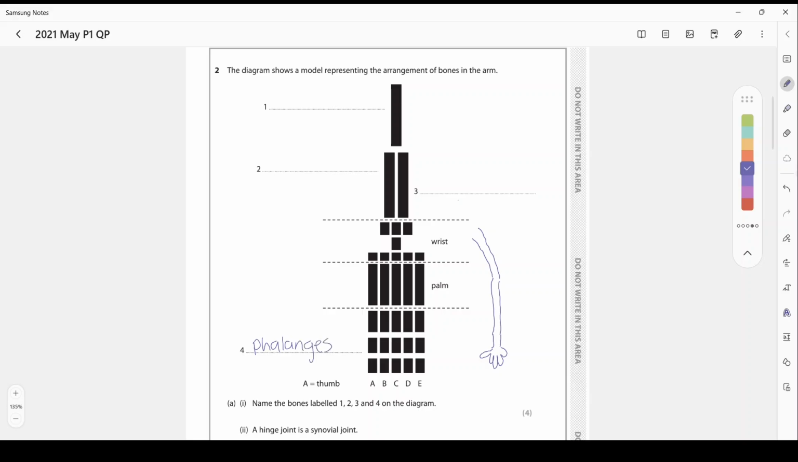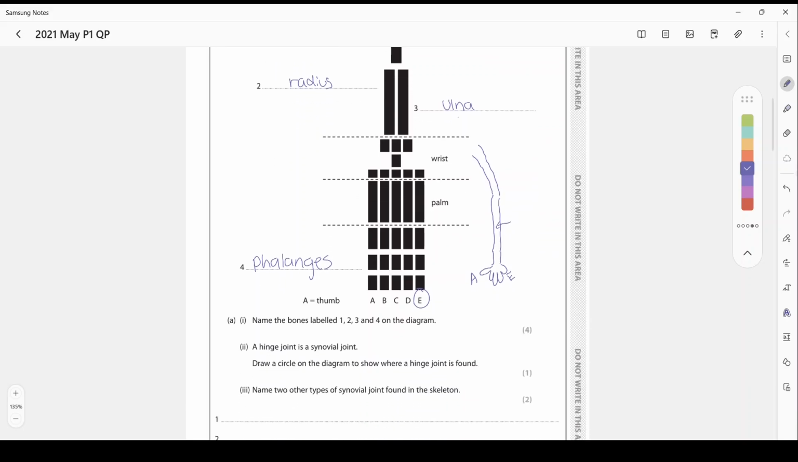All right, and then we have bones 2 and 3. That's actually part of the forearm here. So 3 is the ulna and 2 is the radius. Your ulna is sort of near your pinky, which is this finger over here, whereas your radius is closer to your thumb. So that would be that. And then lastly, above your elbow, you would have your humerus. Let me just write that properly. All right, there we go.